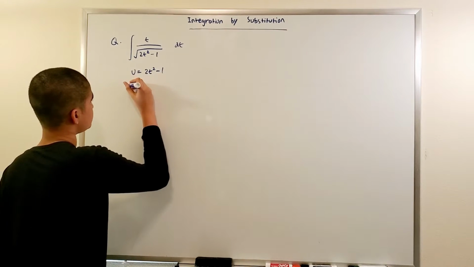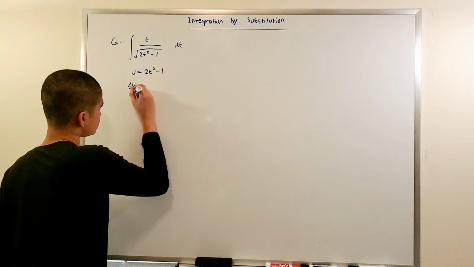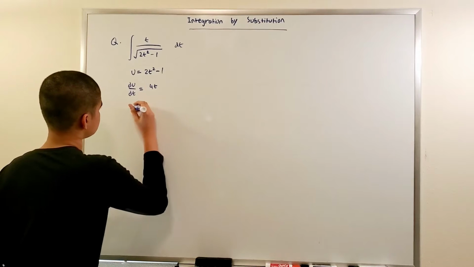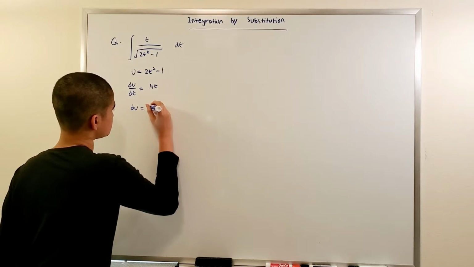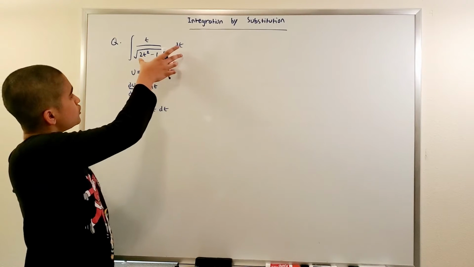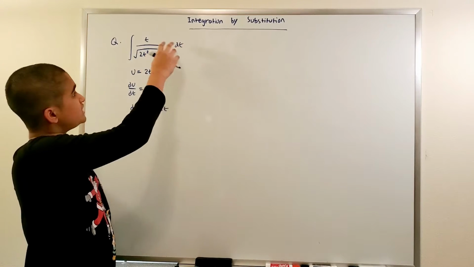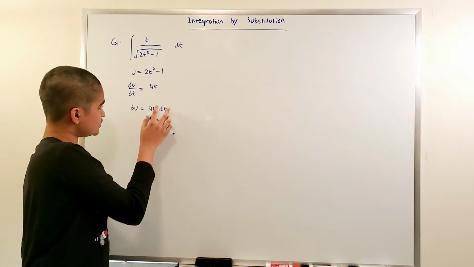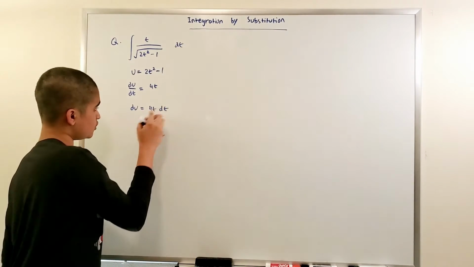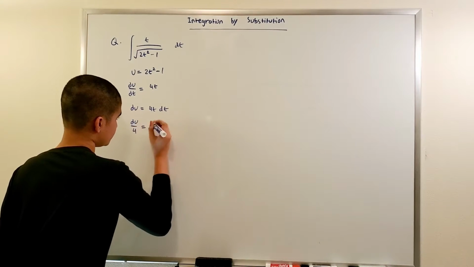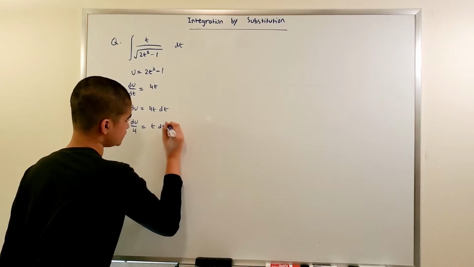Differentiating this, we get that du by dt is equal to 4t, and we get that du is equal to 4t times dt. Looking back at our original integral, we see that we need to substitute t times dt. In order to get t times dt in this, we can divide 4 on both the sides to get du over 4 is equal to t times dt.